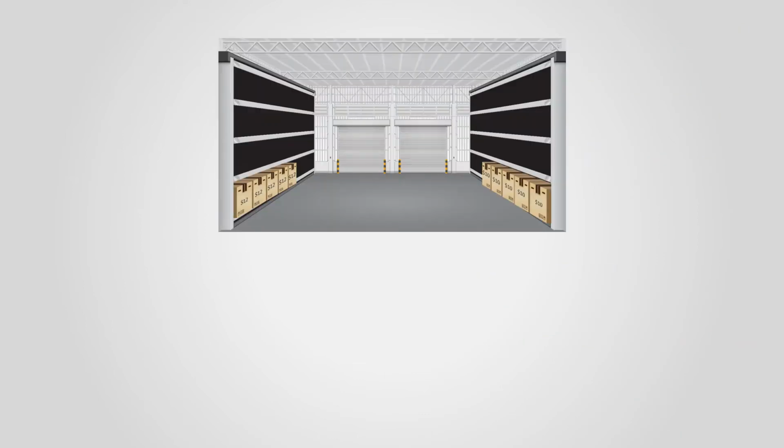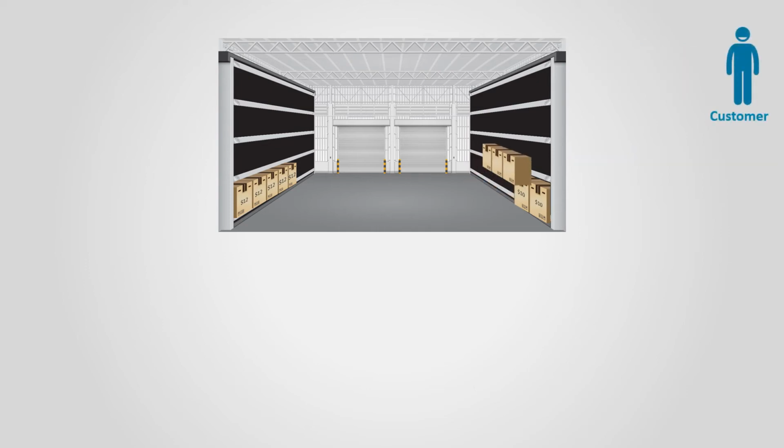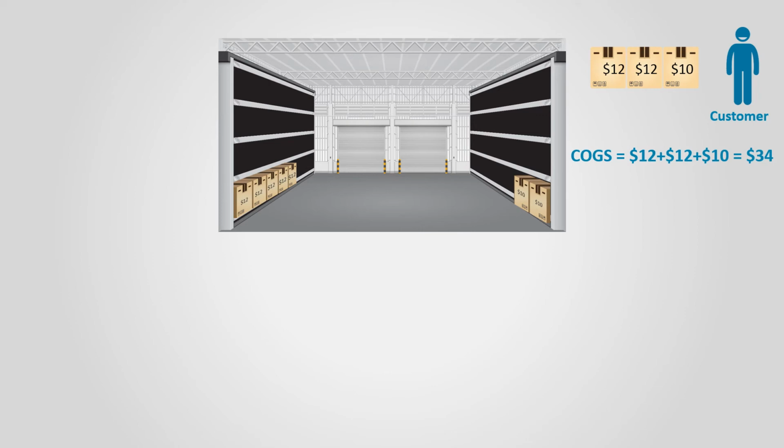Specific identification method. This method is used if the business can identify the cost of each unit. So if the business sold 2 units that cost $10 each and 1 unit that cost $12 each, the cost will be $32. On the other hand, if the warehouse keeper shipped a different mix of units, for example, 2 units that cost $12 each and 1 unit that cost $10 each, then the cost of goods sold will be $34. It all depends on the units shipped and eventually sold.